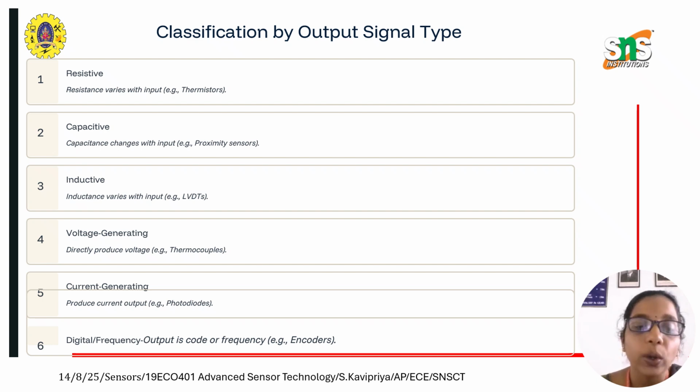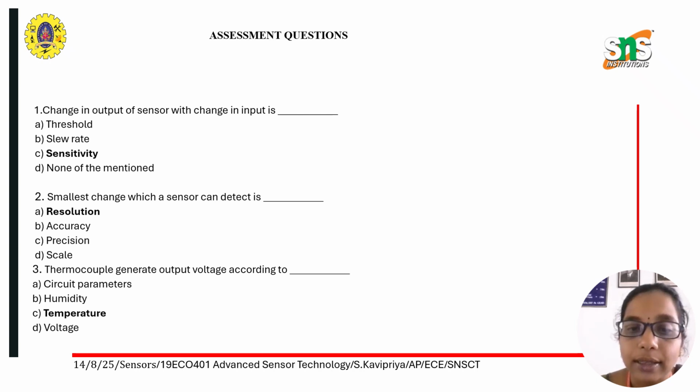Next is voltage generating, which directly produces a voltage signal. Example, thermocouple. Current generating produces a current output. Example, photodiodes; based on the light intensity, current is produced. The final one is digital frequency output, where the output is a code or frequency. Example, encoders.